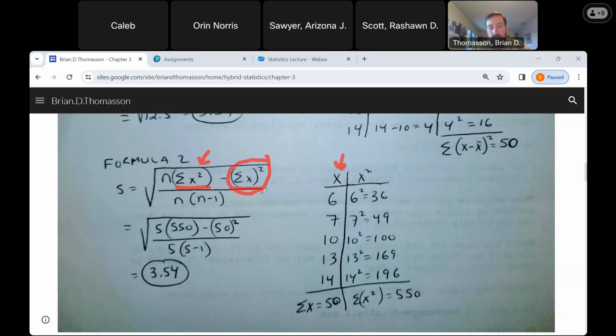And we take that 50 and we square it. So we add them first, then square them. And then this first one, we have all the squared values, so we square them all first and then add them up to get the 550. Either formula is about the same amount of work. Again, I would recommend StatCrunch on that.